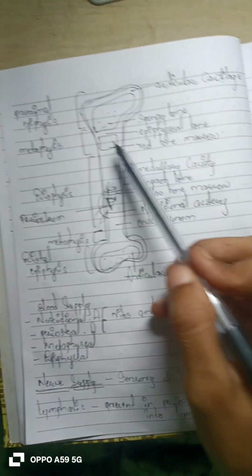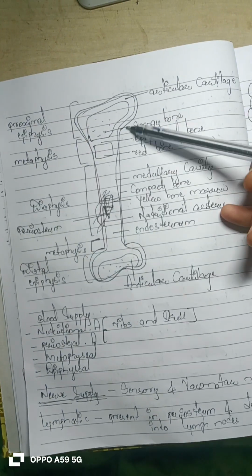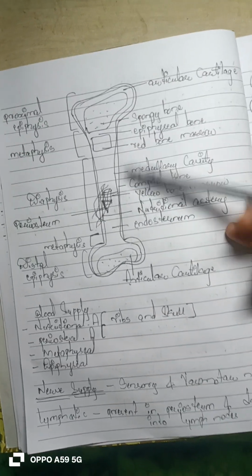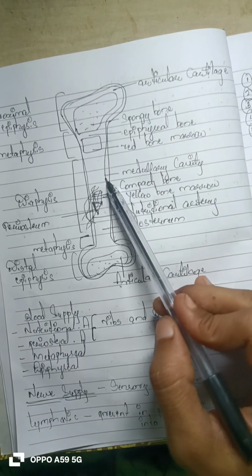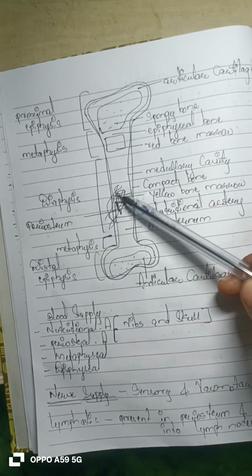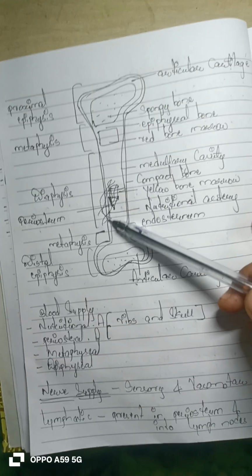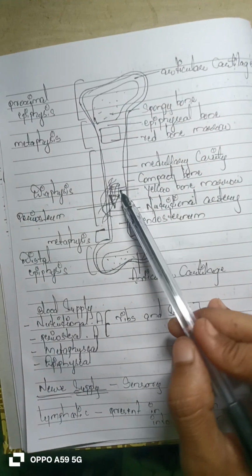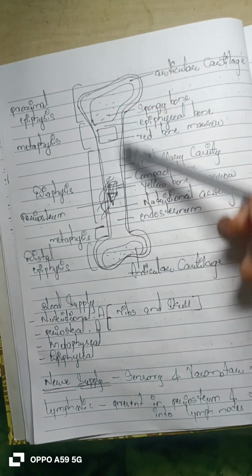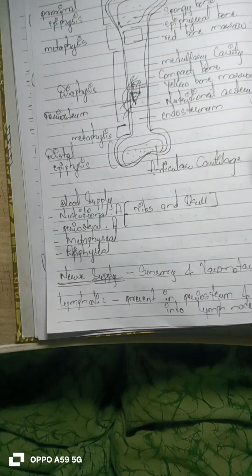This is the red bone marrow, and the outer part of bone is known as compact bone. This is the hardest bone. The inner layer is known as medullary cavity, and here are some arteries which supply blood to the bone. This is the yellow bone marrow, nutrient artery. The inner part is known as endosteum. This is all about the bone anatomy.